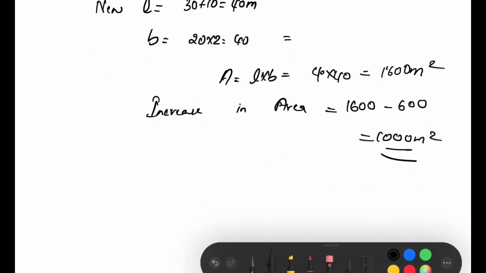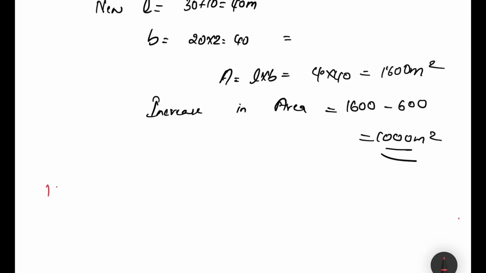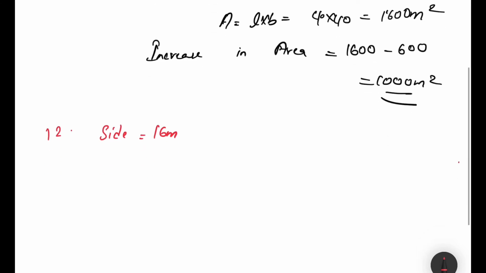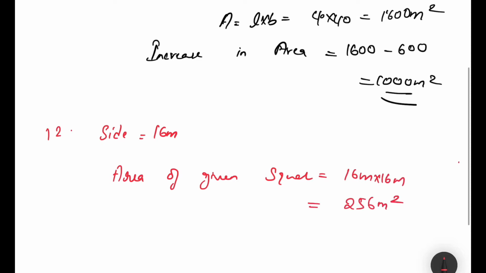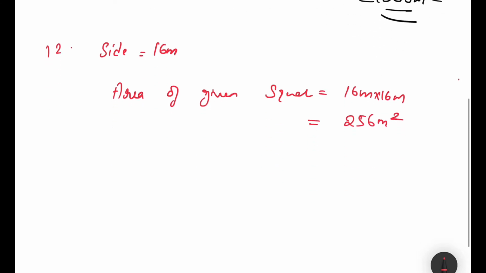Coming to question number 12. The side of a square field is 16 meter. What will be the increase in its area if each side is increased by 4? So first, area of the given square is equal to 16 into 16, that is equal to 256 meter square. What will be the increase if each side is increased by 4 meter?